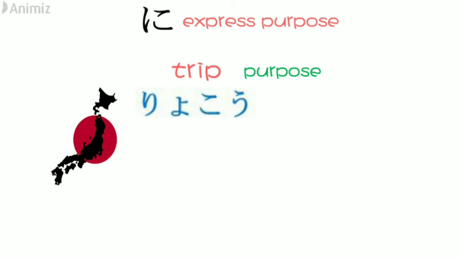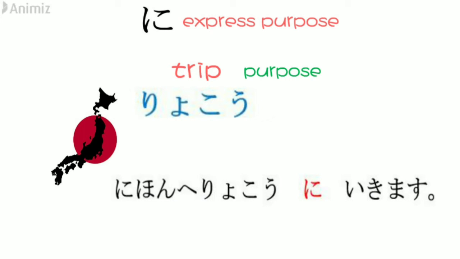Now if you're still confused, let us take another example. You are going to Japan. You are going to Nihon. The purpose is you're going to Japan for a trip, for a vacation. A trip in Japanese language is known as ryoko. You are going to Japan for a trip. The trip is the purpose. You can use ni to show that you are going to Japan for a trip.